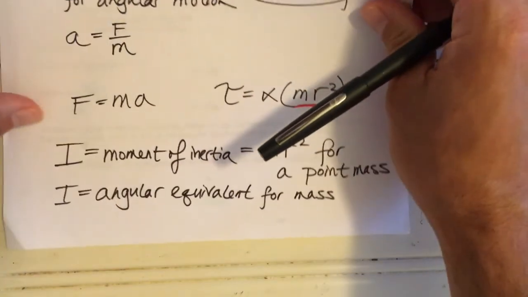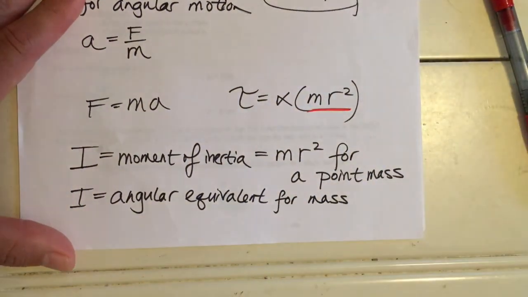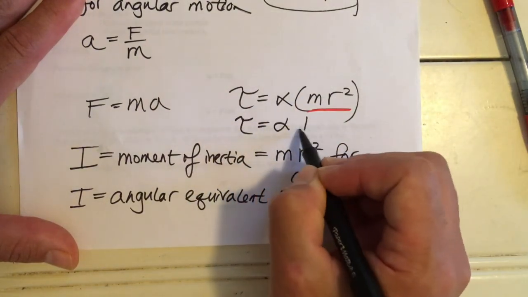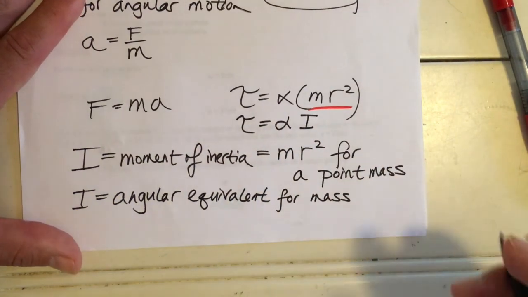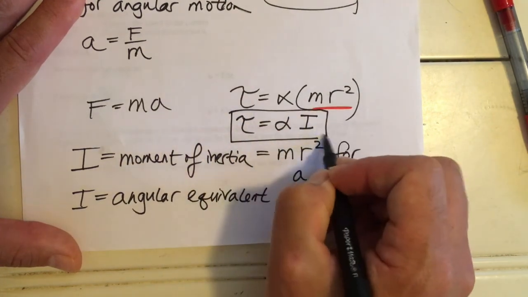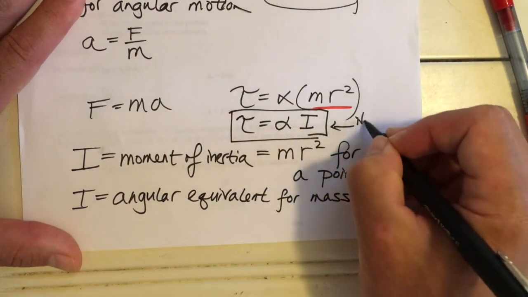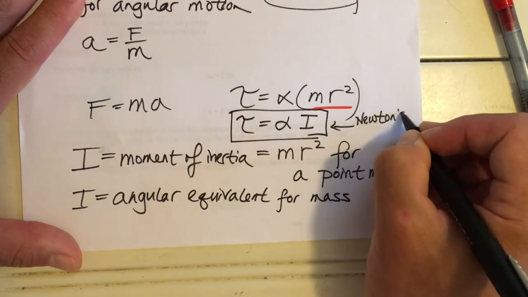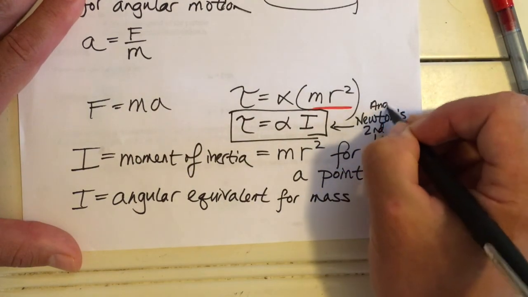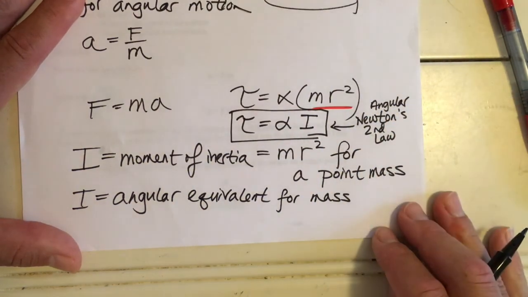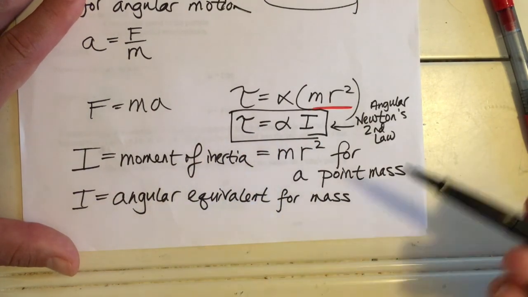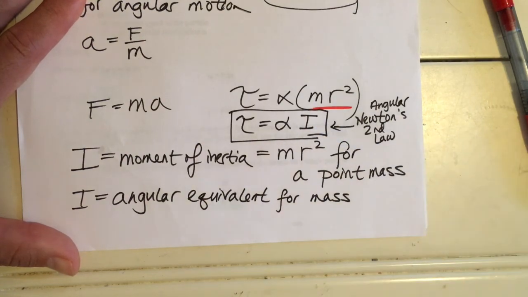Let me go ahead and straighten that up a little bit. All right, so what I could have rewritten this as then is torque equals alpha I, right? And both of these, well, this is technically Newton's second law, angular, right? So what we have here is angular force equal to angular acceleration times angular mass.